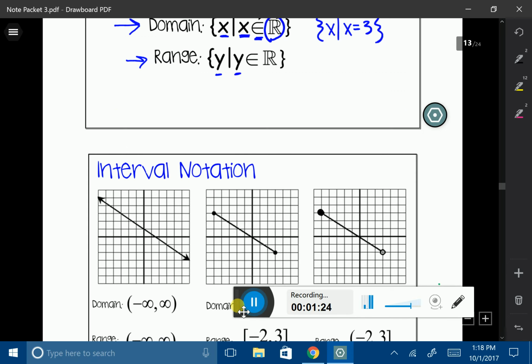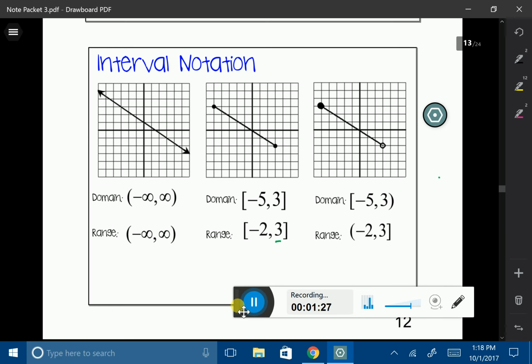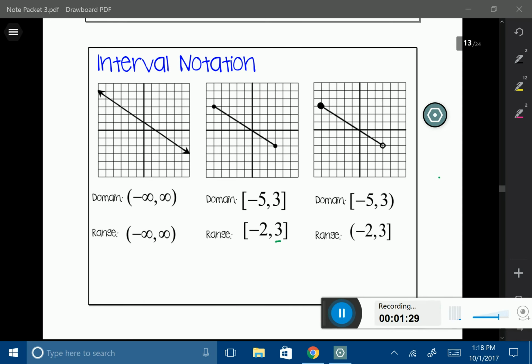The other type of notation that we're going to be using is called interval notation. These are three different types of interval notation, and I wanted to walk through how you use interval notation. Then we're going to do some examples on how we incorporate both set notation and interval notation. But I want to show you the basics of interval notation here first.